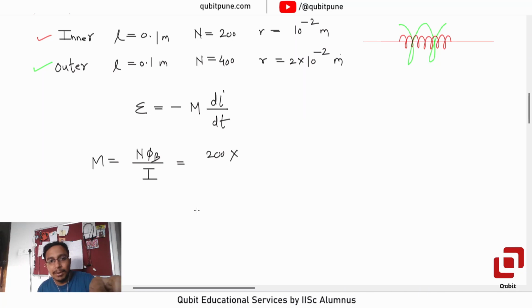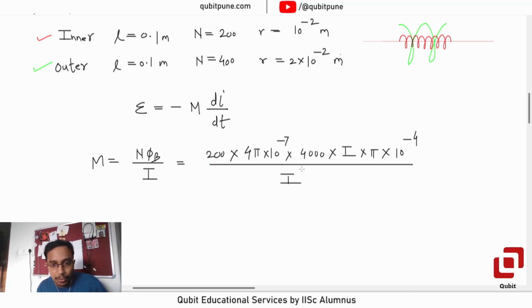Magnetic flux: the field will be produced by the outer solenoid. Mu naught is 4 pi into 10 raised to negative 7. Then the number of turns per unit length of the outer solenoid. The outer solenoid has 400 turns and its length is 0.1 meter, so dividing, it will be 4000 turns per meter. Now current I, we don't know the current, but that's fine. Now we have to multiply this by the area of the loop of the inner solenoid, so pi into radius squared. Radius is 10 raised to negative 2 meters, so this will be 10 raised to negative 4 meters squared. The current will cancel. Now what will remain?